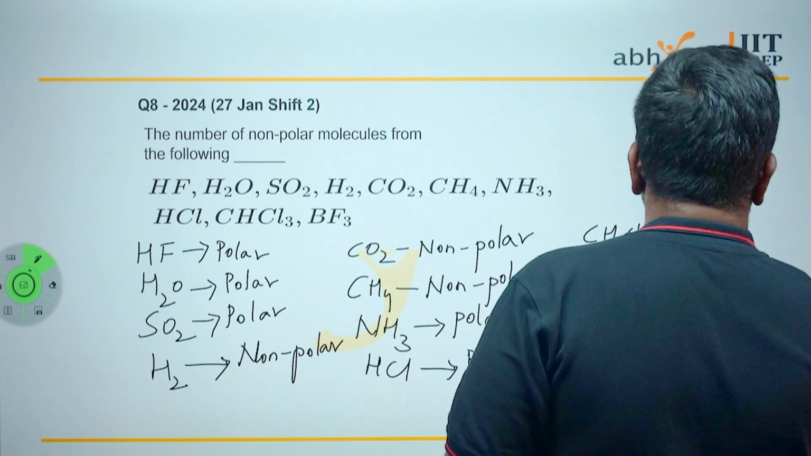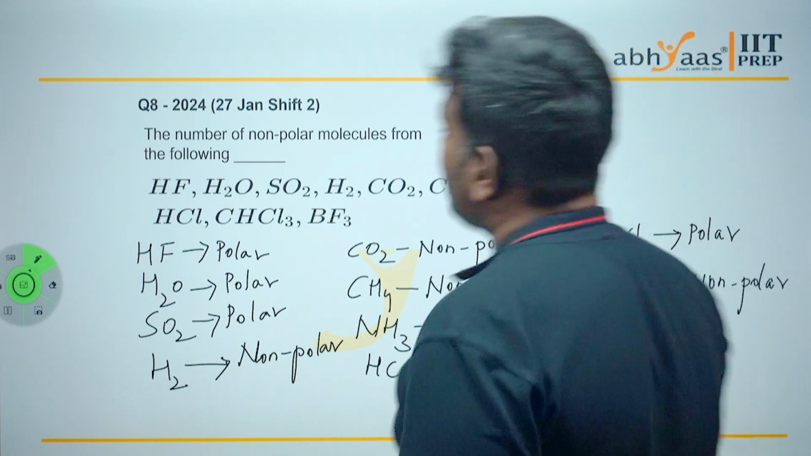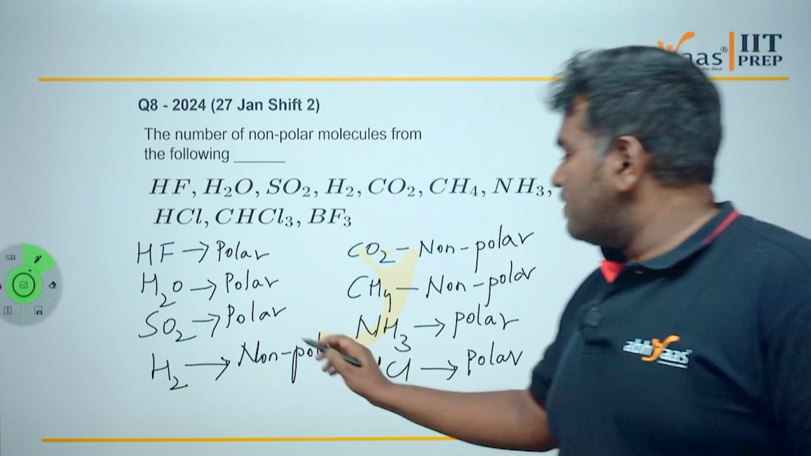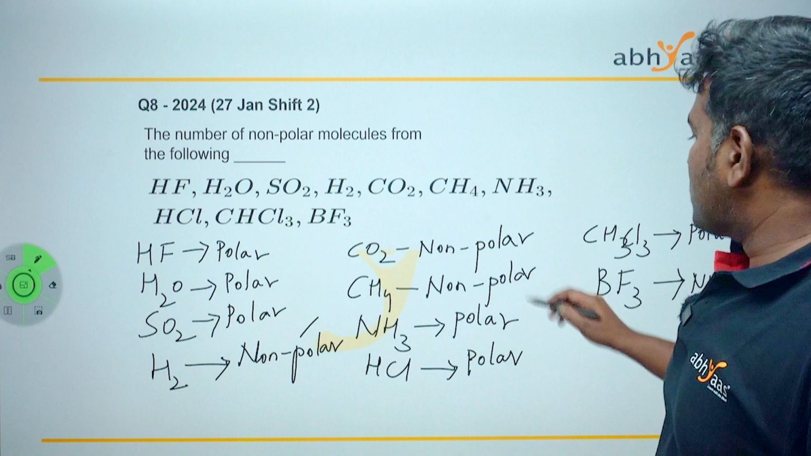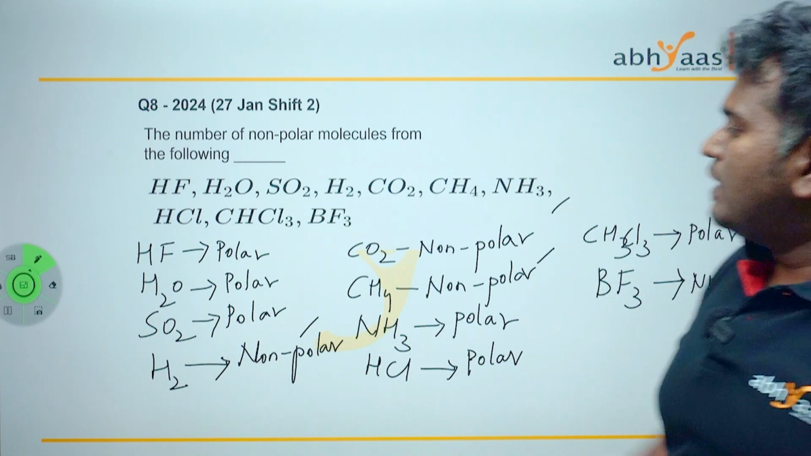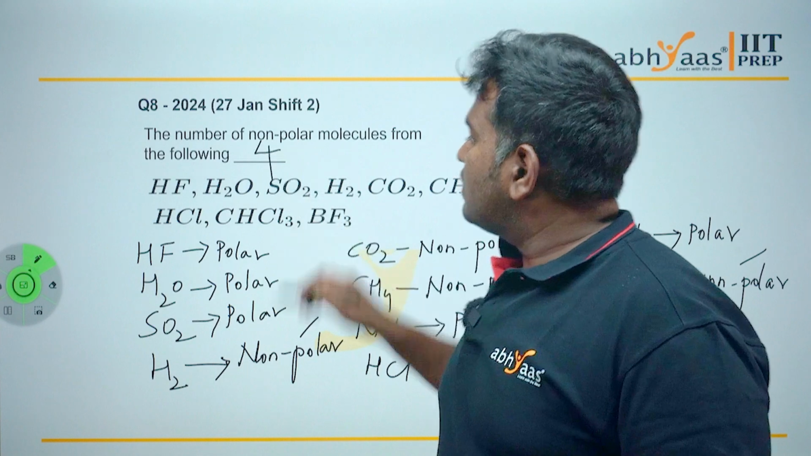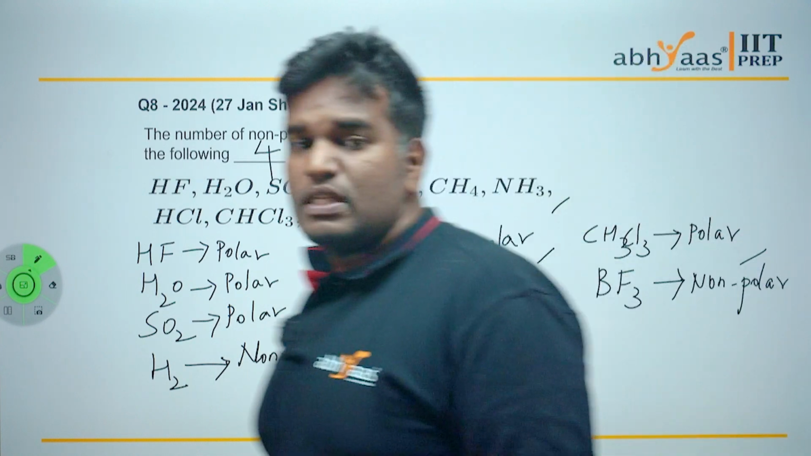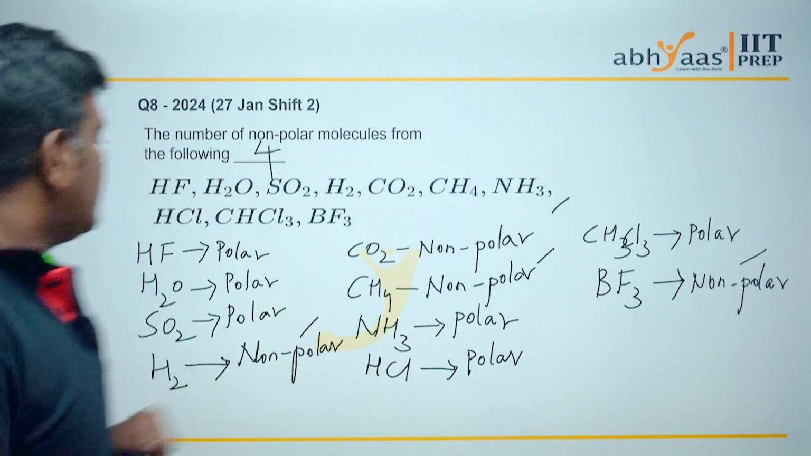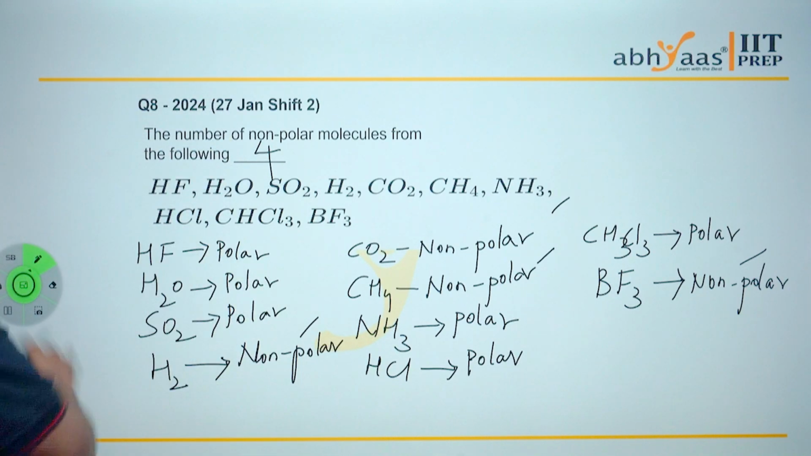Here they have asked for the number of non-polar molecules from the following. So we have H2, CO2, CH4 and BF3 as non-polar. So the answer will be 4. Among the given list, we have 4 molecules which are non-polar, right? I hope this is clear. We will move to the next question.